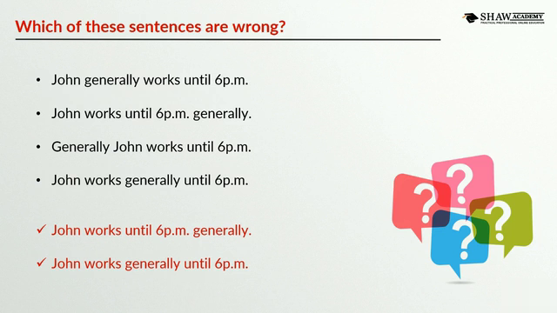So it seemed confusing that these adverbs can go in lots of different places. But when you look at the sentence, you can tell which ones are incorrect and which ones are correct. So, we know that we would not have generally at the end of a sentence. John works until 6 p.m. generally. Wrong. And this one, John works generally until 6 p.m. We would not have it after the action verb, so that one is also wrong. So, very good work to everyone who got that correct.